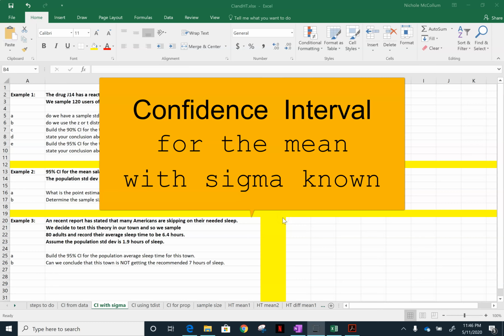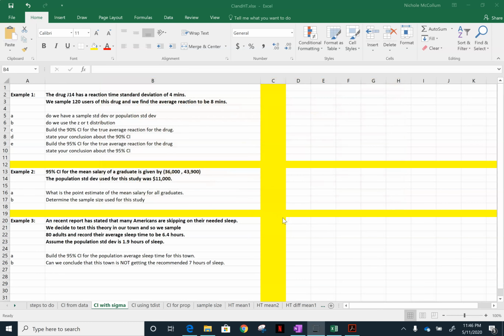Hello, everybody. We're going to build confidence intervals today. How do I know that? Well, when a question states build the confidence interval, I think it's pretty straightforward. So, what do we have here in example 1?